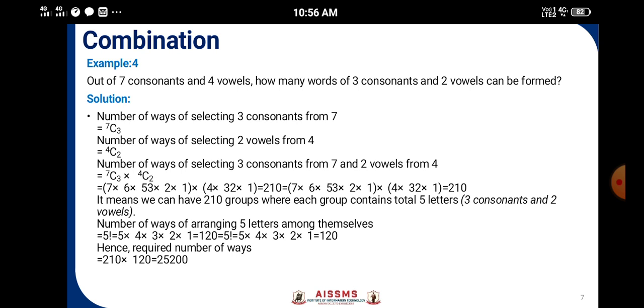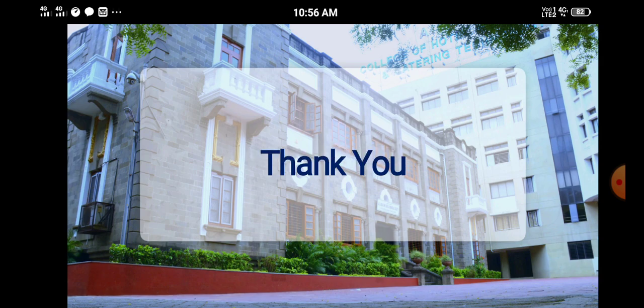Number of ways of arranging 5 letters among themselves is 5 factorial, that is 5 into 4 into 3 into 2 into 1, that is 120. So the total required number of ways is 210 into 120. So we get 25200.